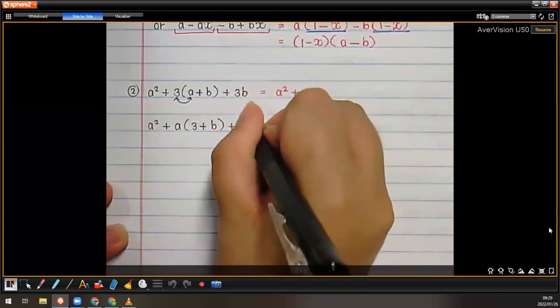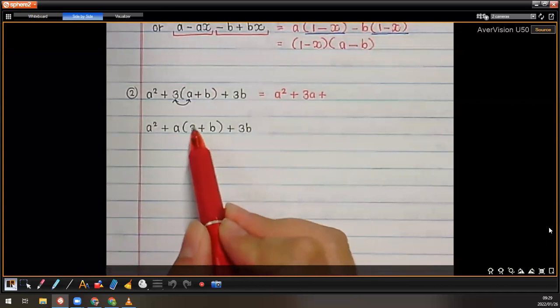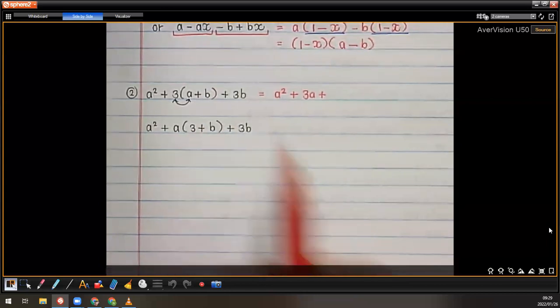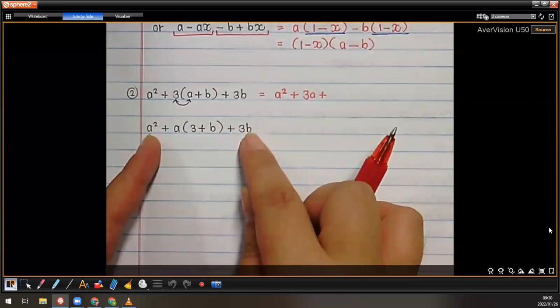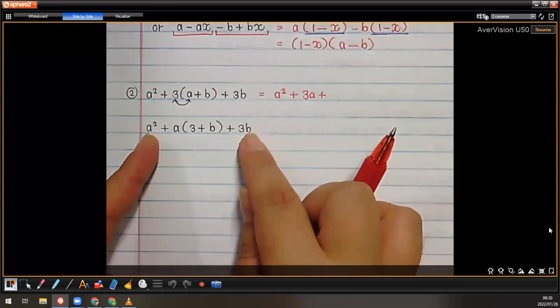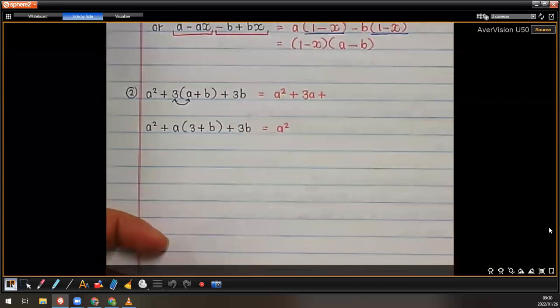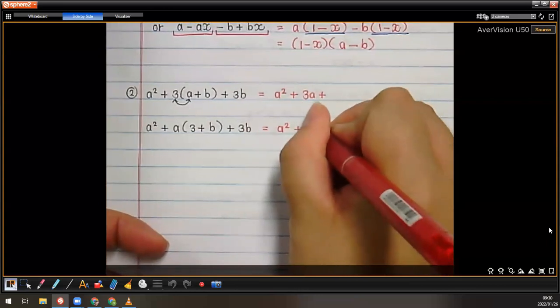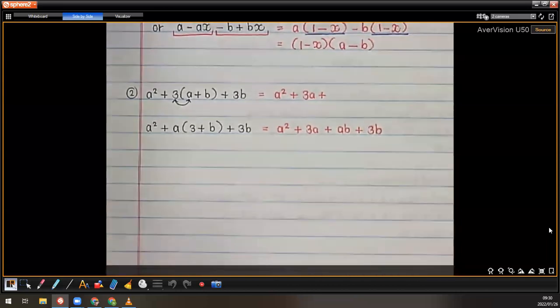Plus 3b. There we go. That's going to work. That's better. But we still have to do the same thing. We still have to multiply it out. It's just slightly different. Our bracket that we get is 3 plus b, the bracket that they've given us. And we still see that because we still have the same first and last term here, we still can't factorize these two. So we have to multiply this bracket out. So it is equal to a squared plus 3a plus ab plus 3b. There we go.